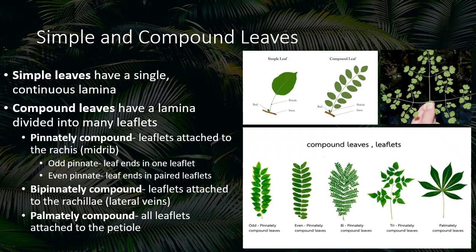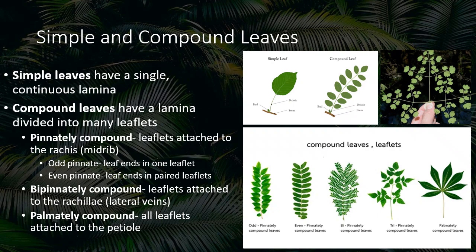Plants are also capable of dividing their leaves into smaller leaflets rather than having just one single solid continuous lamina. So a simple leaf has a single continuous lamina. All of the midrib and veins of the leaf are all webbed by leaf lamina into one continuous surface. Compound leaves have a lamina or a leaf blade which has been divided into many leaflets, and each leaflet is supplied resources through a vein of the leaf.